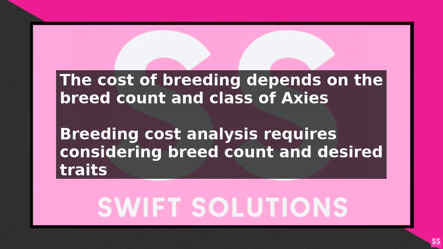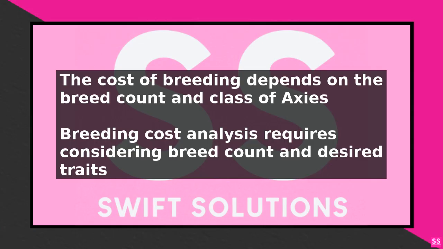To give you a better understanding, let's consider a practical example. Suppose you want to breed two Axies, one with a breed count of 2 and the other with a breed count of 3. The breeding cost would be higher for the Axie with a breed count of 3.